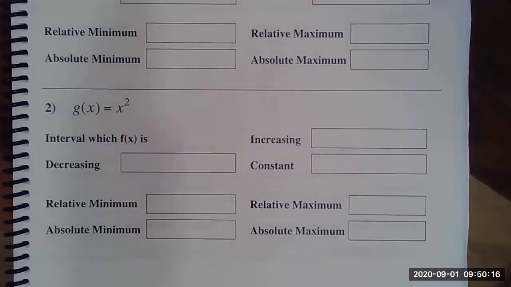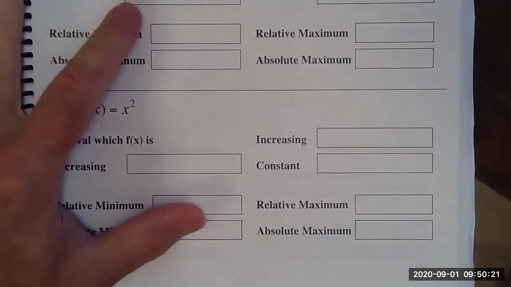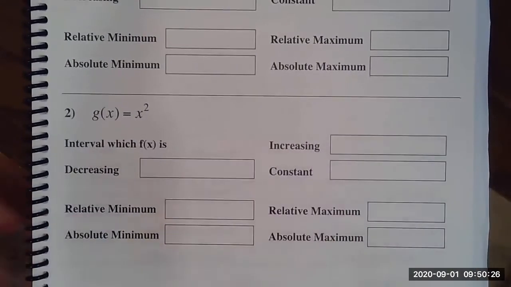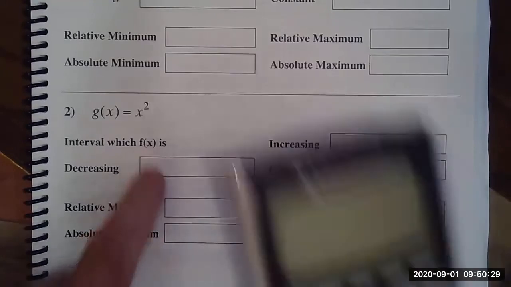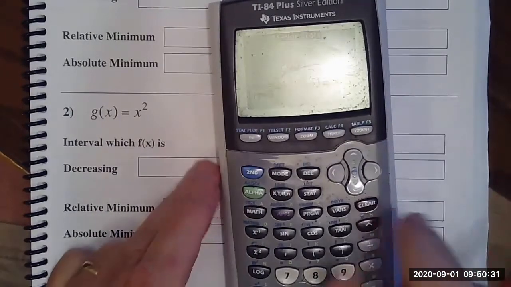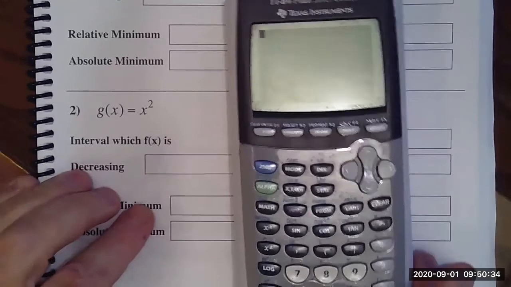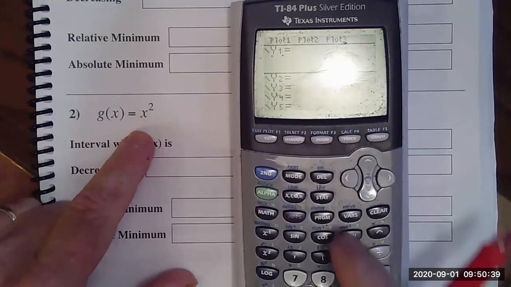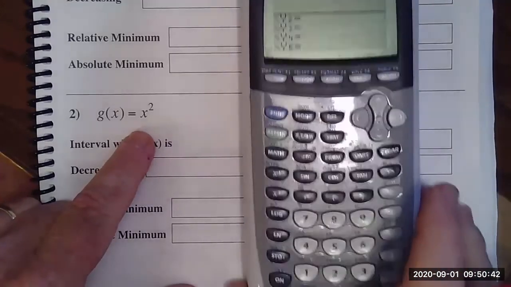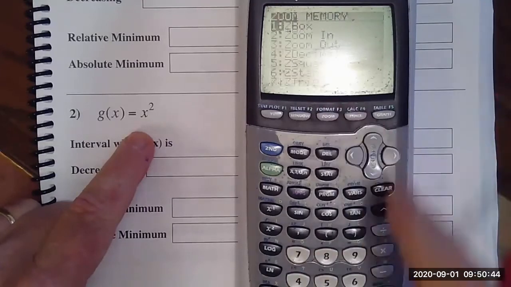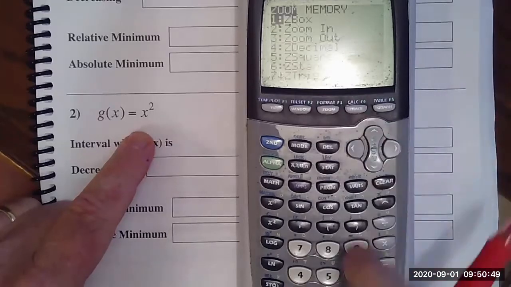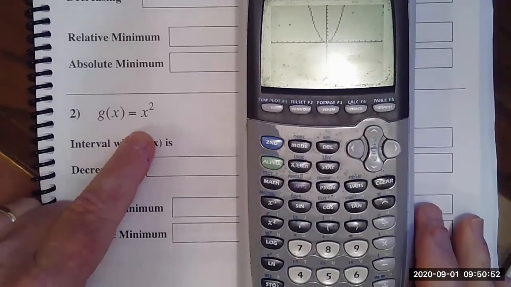So when I look at the first one right here, gosh, I have to look at the picture. This one's probably more interesting here, so I'll start with this one. I'll graph it. That's the way that I'm going to suggest you guys do it, is graph it first. Y equals x squared, zoom standard. I didn't do that. Zoom standard. Yeah, that's better.